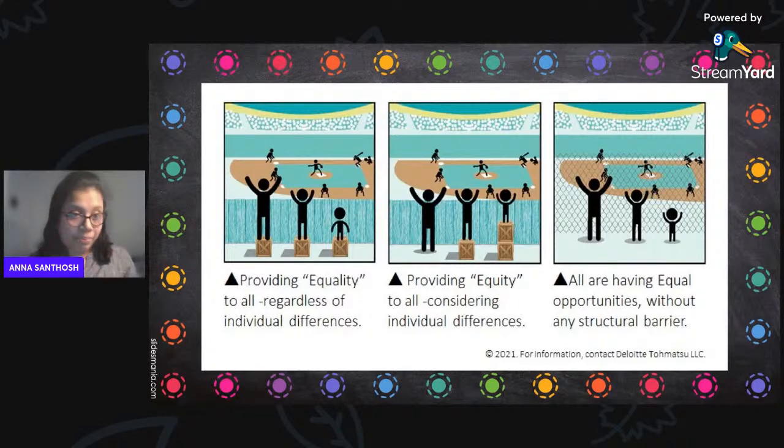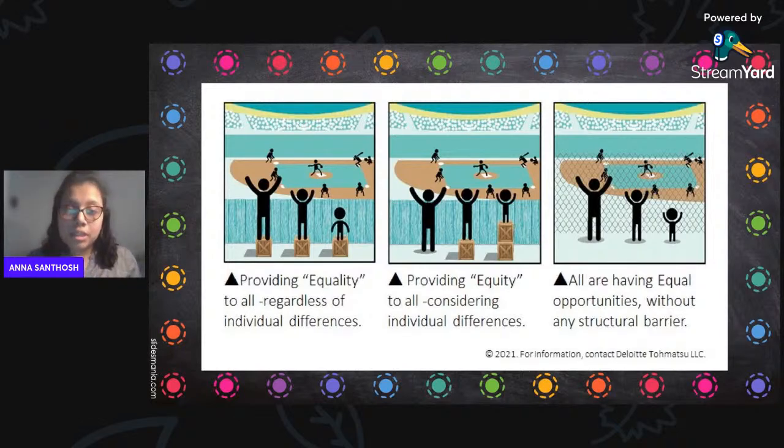When it comes to equity, we provide for all considering individual differences. When we consider the individual differences, the tall one doesn't need any box to view the show. So the box is given to the smallest one, and the smallest one can view the show. But again, here we cannot say that the smallest one might not feel that they have been provided some more support, or feel some kind of low self-confidence or low self-esteem because of what society has been providing to the smallest one just to get equity. But it is all considering the individual differences.